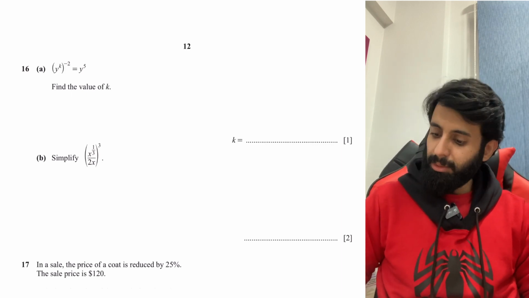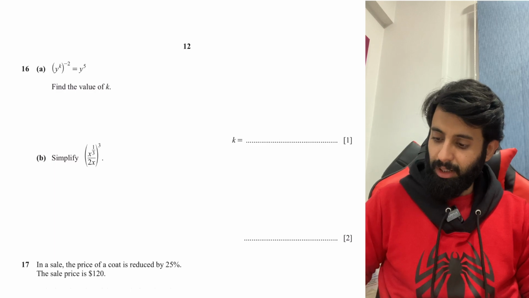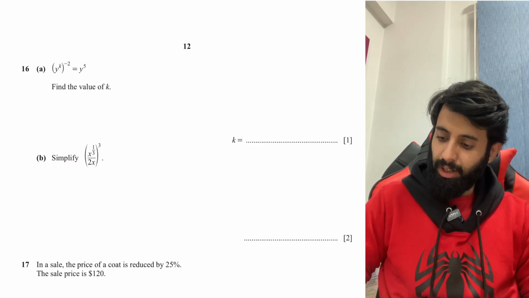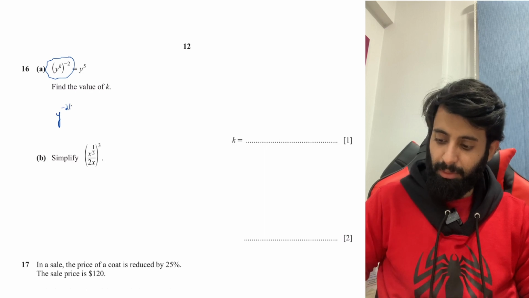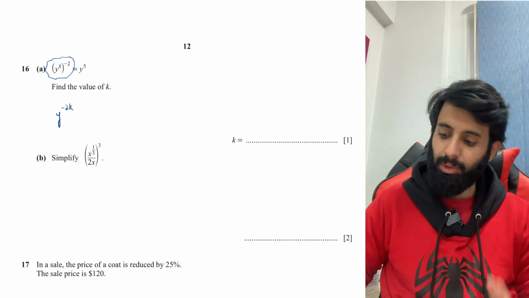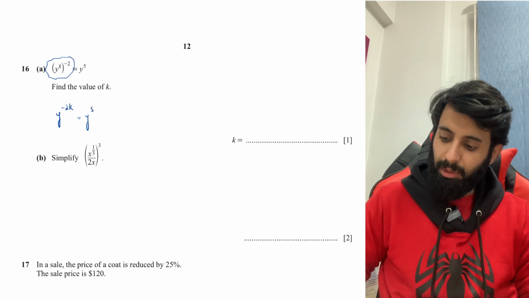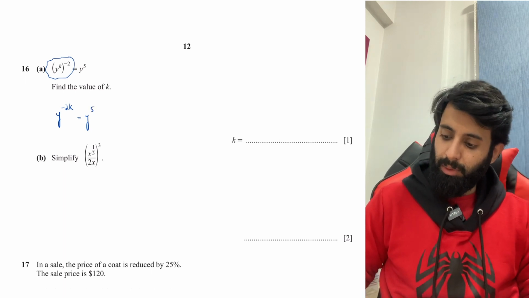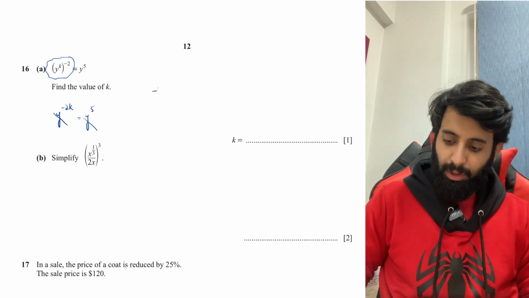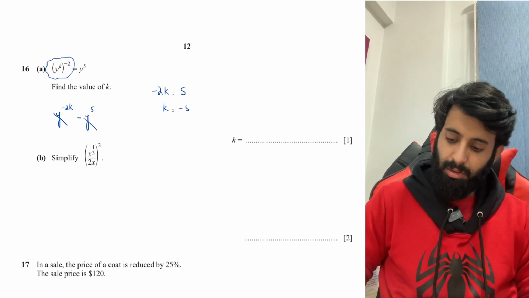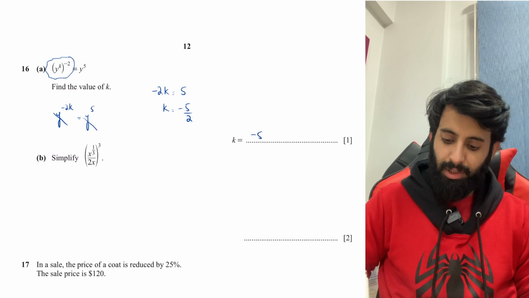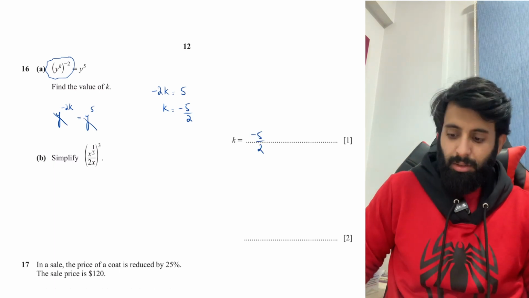It's a question that belongs to the topic of indices, and you're asked to find the value of k. If I were to simplify this, the k and the minus 2 get multiplied, because when you have a power which is raised to another power, the powers get multiplied, which is equal to y raised to the power 5. So we don't cancel the bases, we just ignore the bases and compare the powers. So minus 2k equals 5, which means k is equal to minus 5 over 2. The negative sign is always written with the numerator because it just looks nicer that way.